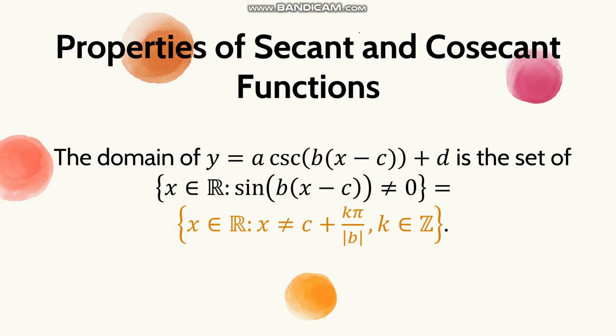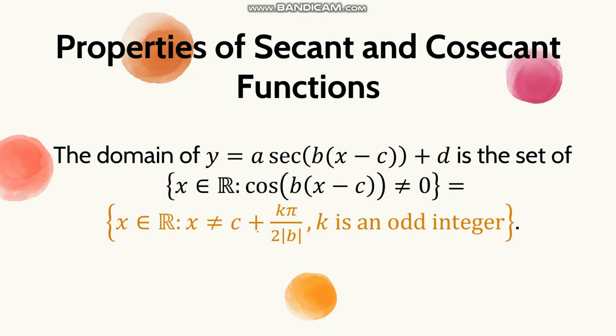In order to solve that, we just have to follow this formula. We have x is an element of real numbers such that x is not equal to c plus k pi over absolute value of b, where k is an element of integers. This equation tells us the restricted values. These values are not part of our domain. Those are the things that we have to exclude from the set of all real numbers.